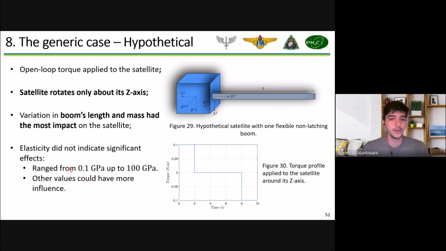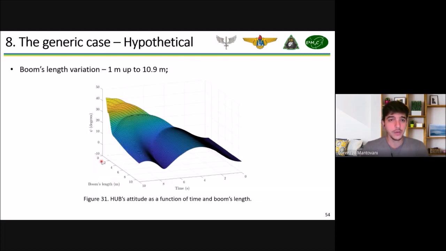It could be because of the range we considered, from 0.1 gigapascal up to 100, or because the torque we applied did not have a specific frequency. So if we apply a specific frequency that could match the structural frequency of the boom, then elasticity could be much more relevant for our case. What I'm going to show you now is the case where we varied the boom's length. So we varied from 1 meter up to almost 11 meters, and we analyzed the hub's angular position around its z-axis here.